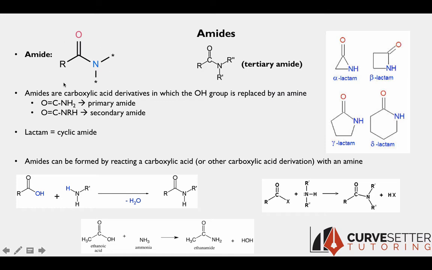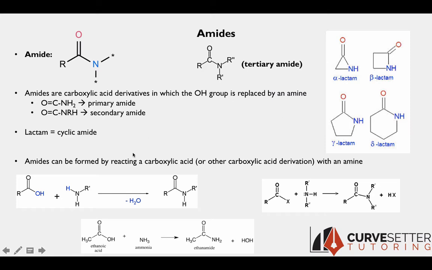So this is an amide. So you see you're replacing the hydroxyl group of the carboxylic acid with an amine. And you can either replace it with a primary amine or a secondary amine or a tertiary amine. So here's a tertiary amide. If these were two H groups, it would be a primary amide and so on. Lactams are cyclic amides, and sometimes you're just given the name lactam without being shown the structure. So it is important to know what a lactam is, be able to recognize it.